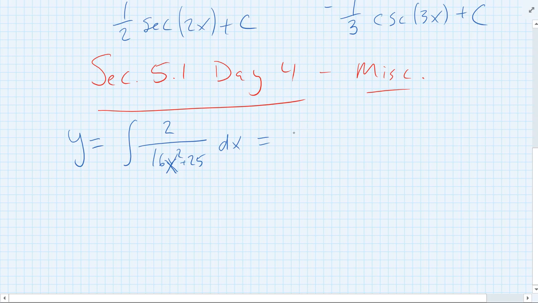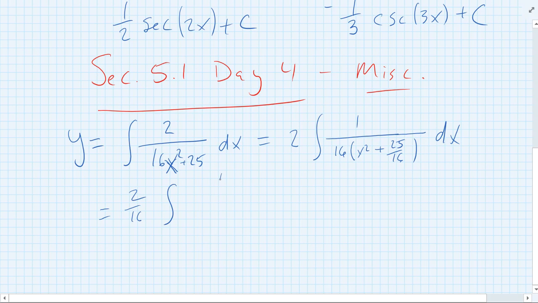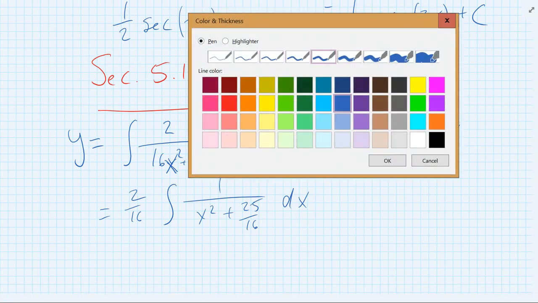So I'm going to pull the 2 out that's up on top because I want a 1 on top anyway. And then down in the denominator, if I pull out the 16, it's x squared plus 25 over 16, right? Does that make sense? Let's just do an algebra trick. We'll pull the 16 all the way out, and that becomes 2 over 16 integral of 1 over x squared plus 25 over 16 dx. Now does it look like the inverse tangent formula I gave you? Yeah, it does. I need this to be a little thicker. There we go.